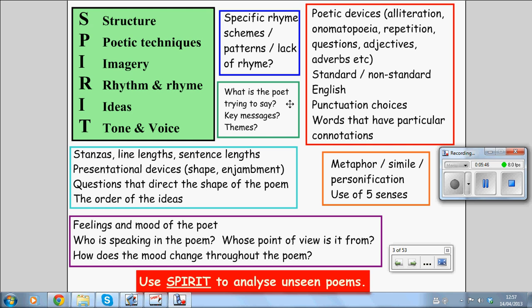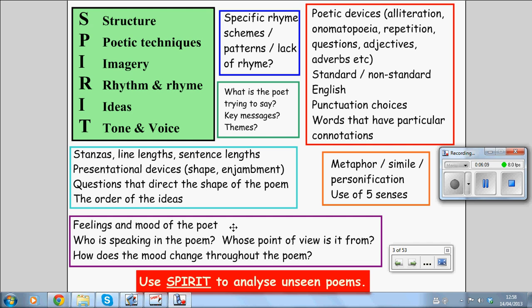And then T is for tone and voice. So the tone of something, is it serious? Is it sarcastic? Is it humorous? And the voice, particularly, of the person, the persona who is speaking in the poem. What kind of persona is it? Is it different to the poet? Is it the same as the poet? Is the poet pretending to be somebody else?